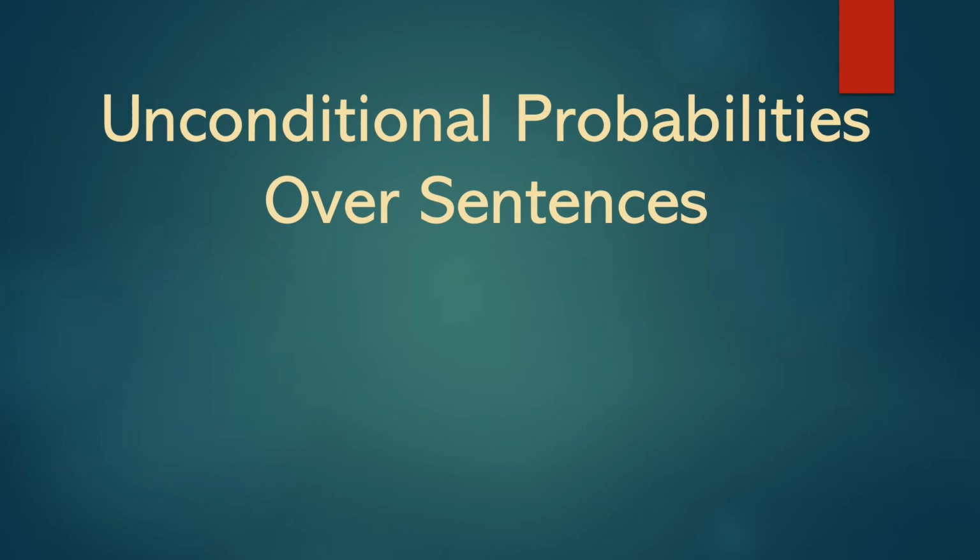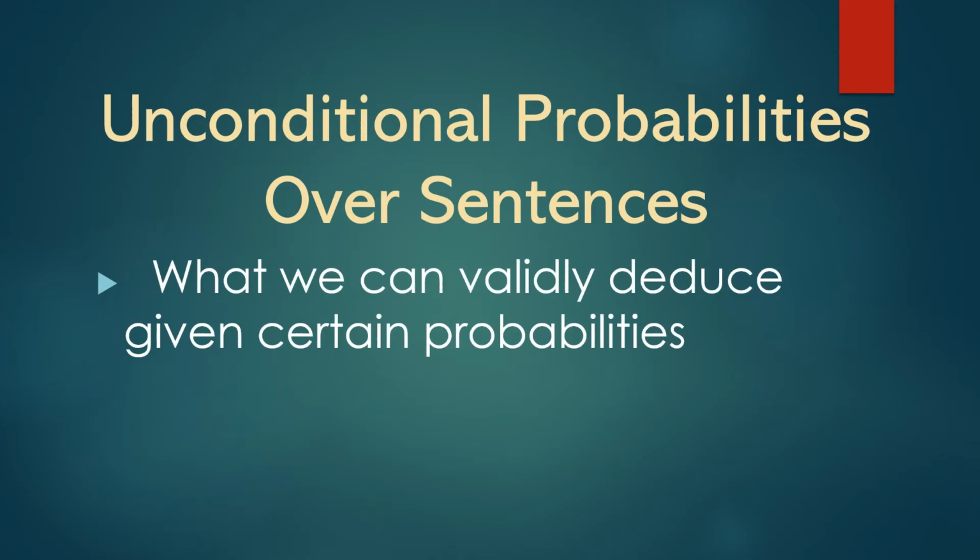We're talking about unconditional probability over sentences. We are not talking about what it means for something to have a certain probability. We are not talking about how certain probabilities are generated. We are not talking about the probability of sets or conditional probabilities. We are talking about what we can validly deduce given certain probabilities.